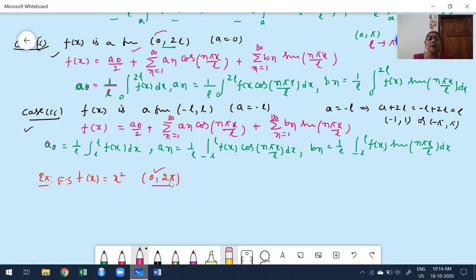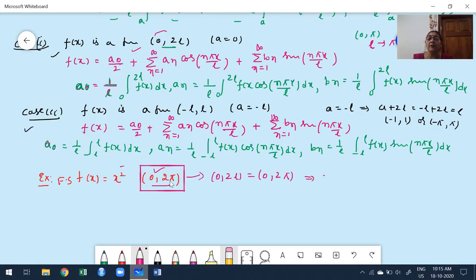0 to 2L. If you want to construct the Fourier series, first you have to know the value of L very carefully. Taking the value of L is very important. Suppose you do not identify the value of L properly, even though you spend half an hour constructing the Fourier series, you are going to lose full marks. Therefore, once you identify from the interval which case this is, the first case, the first case interval is 0 to 2L. Equate 0 to 2L to the given interval 0 to 2 pi.